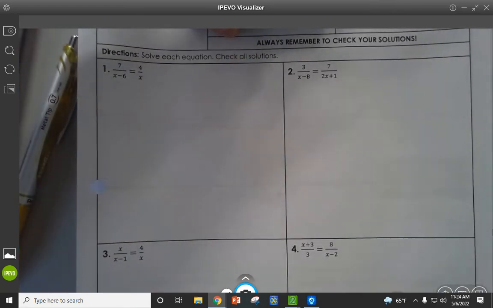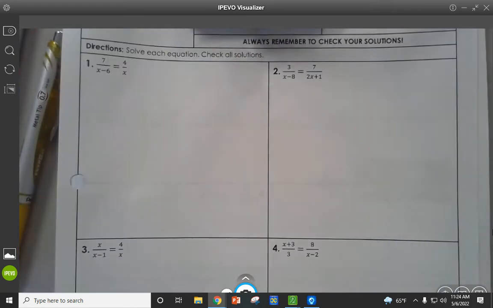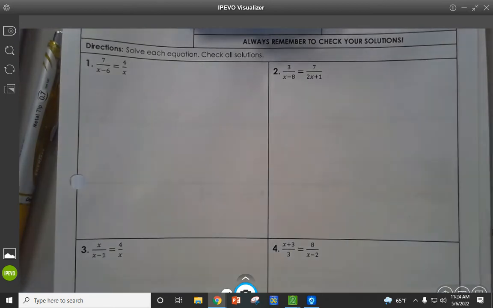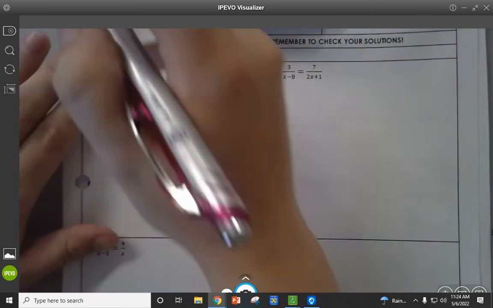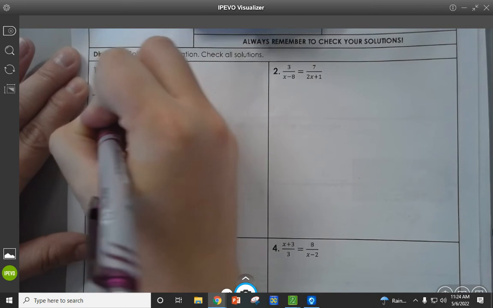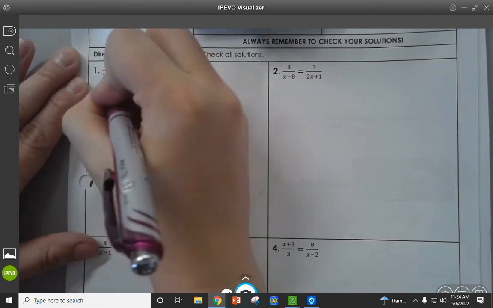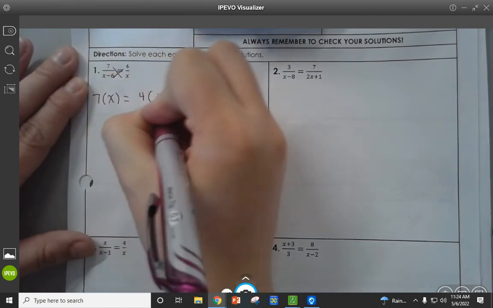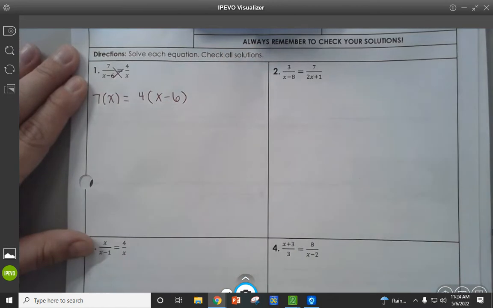What do you have to do? You have to make the denominators equal. Nope. Cross multiply. Remember that? So cross multiply, we multiply these two. So 7 times x equals 4 times x minus 6.